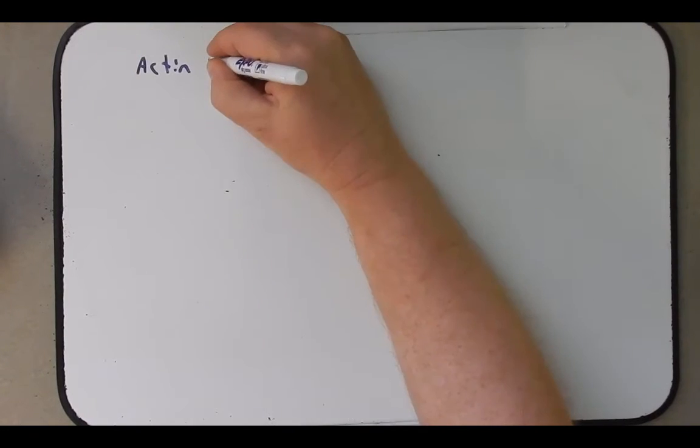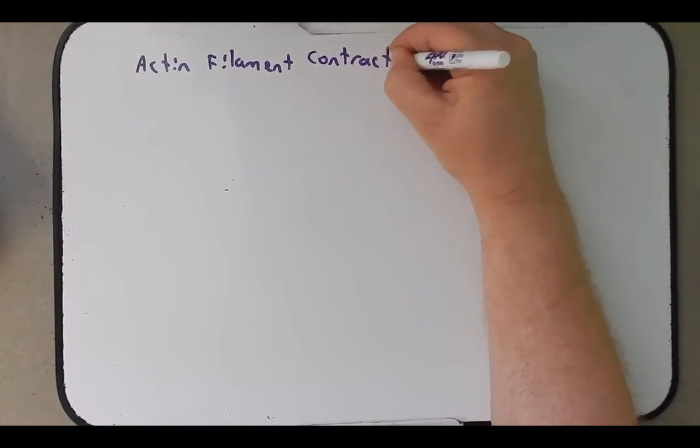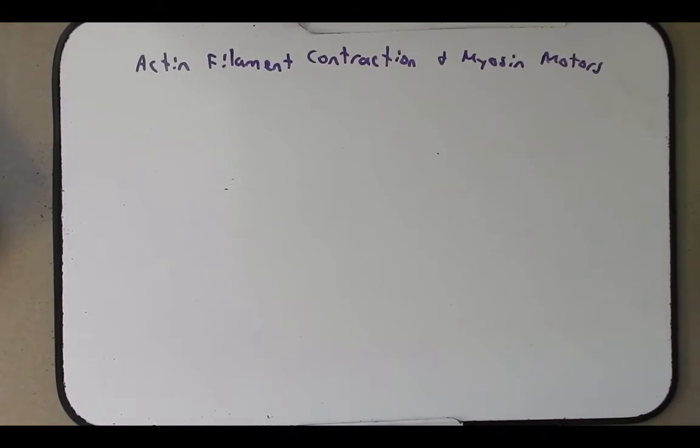Okay, so let's continue this discussion of how that cell crawls using these myosin motors, or these actin motors. So let's begin our discussion of actin filament contraction and myosin motors. These are the proteins that are going to bind to the actin filaments to allow for that movement. If you remember when we talked about microtubules, we talked about kinesins and dyneins, and how kinesins moved in the positive direction and dyneins moved in the negative direction.